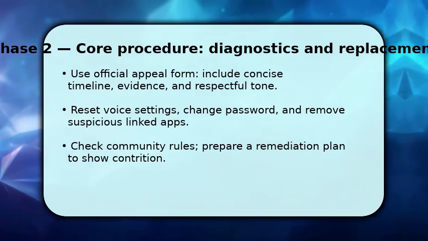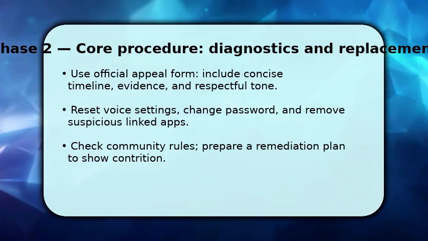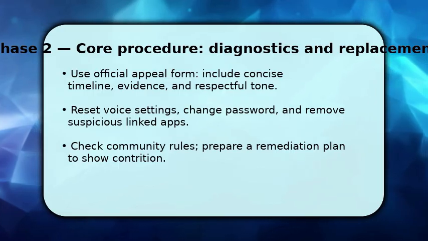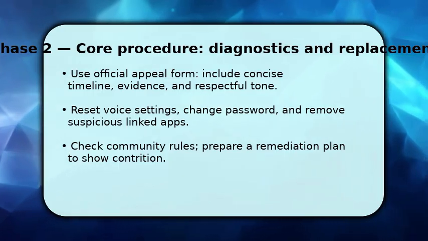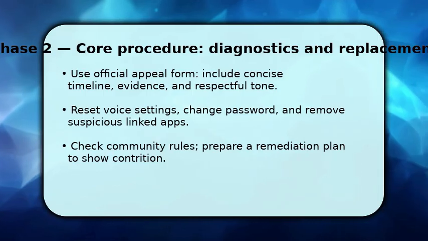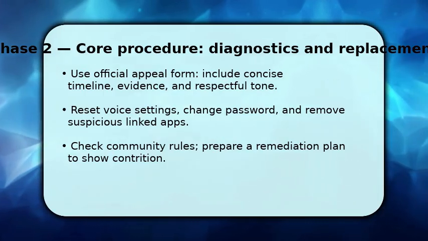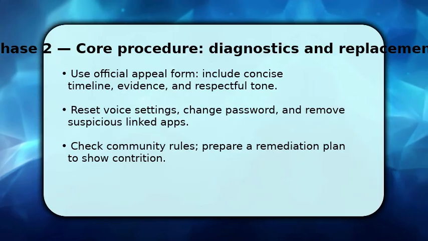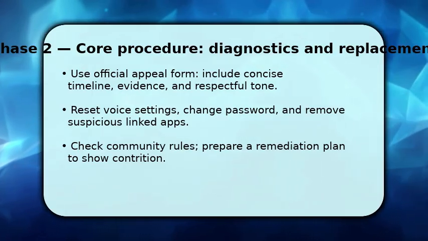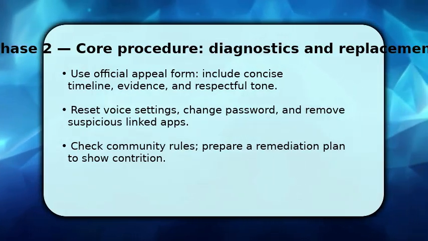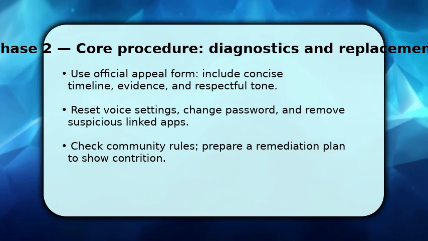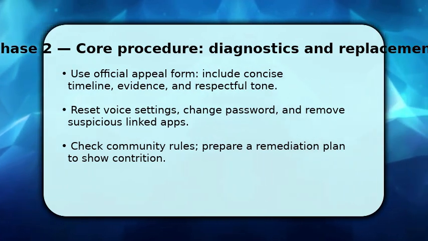While waiting, mitigate risk. Reset your password, revoke third-party permissions, and confirm privacy settings. Also, review the exact community rules you allegedly broke, and draft a short remediation plan explaining how you'll prevent recurrence. This shows responsibility, which often improves outcomes when you finish by validating the outcome and preparing for problems.